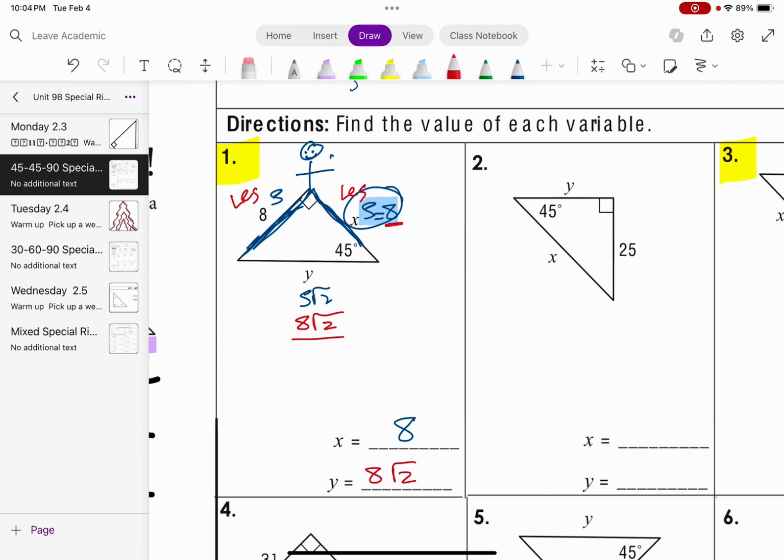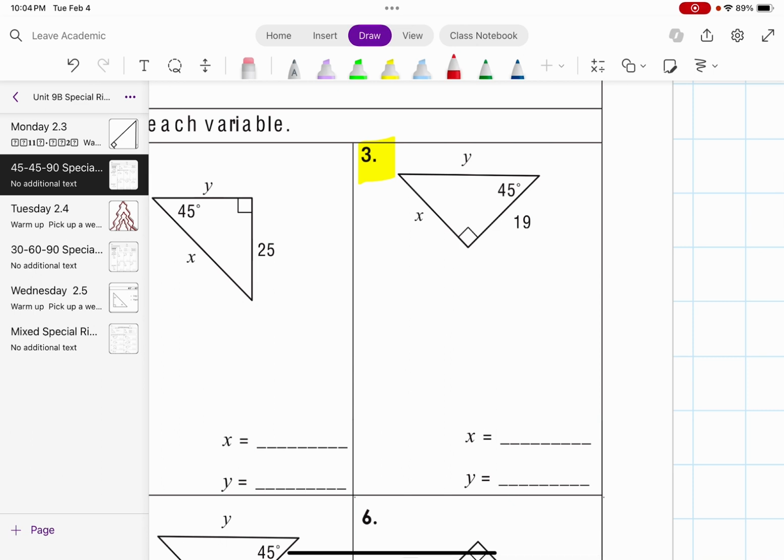Looking at the next one, if that's 19, so leg, and that's leg, then that's going to be the same size, which is 19. So this will be 19. That's pretty much what we have so far. So x is equal to 19. That's your s, and this would be your s square root of 2.